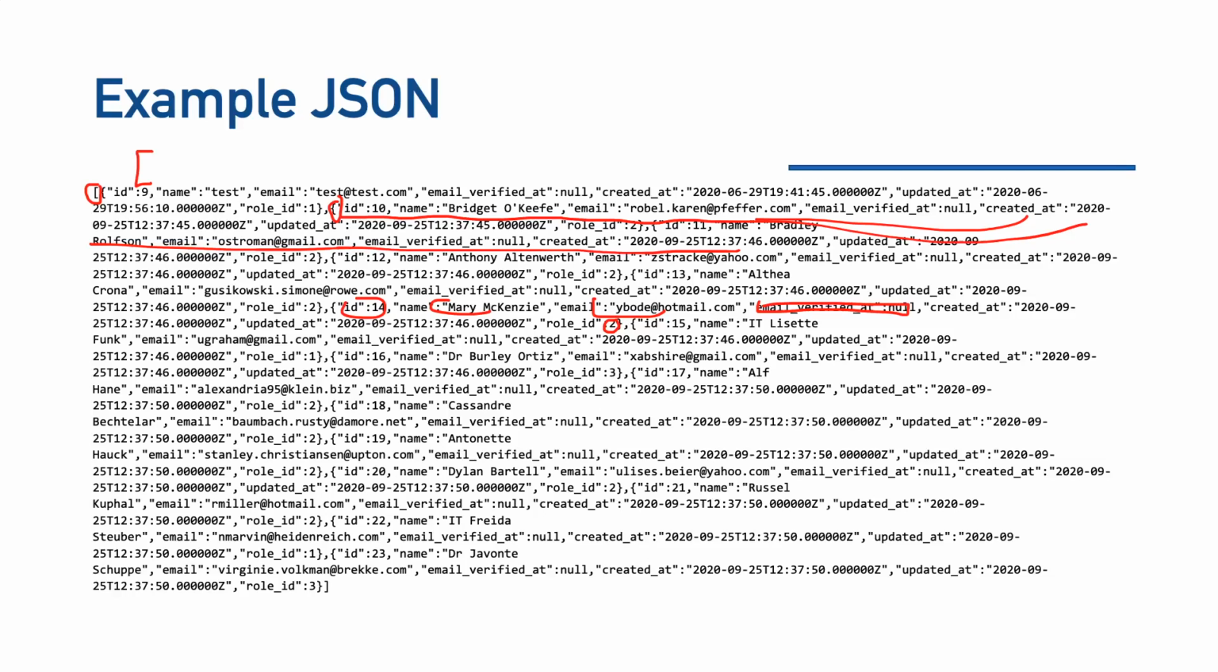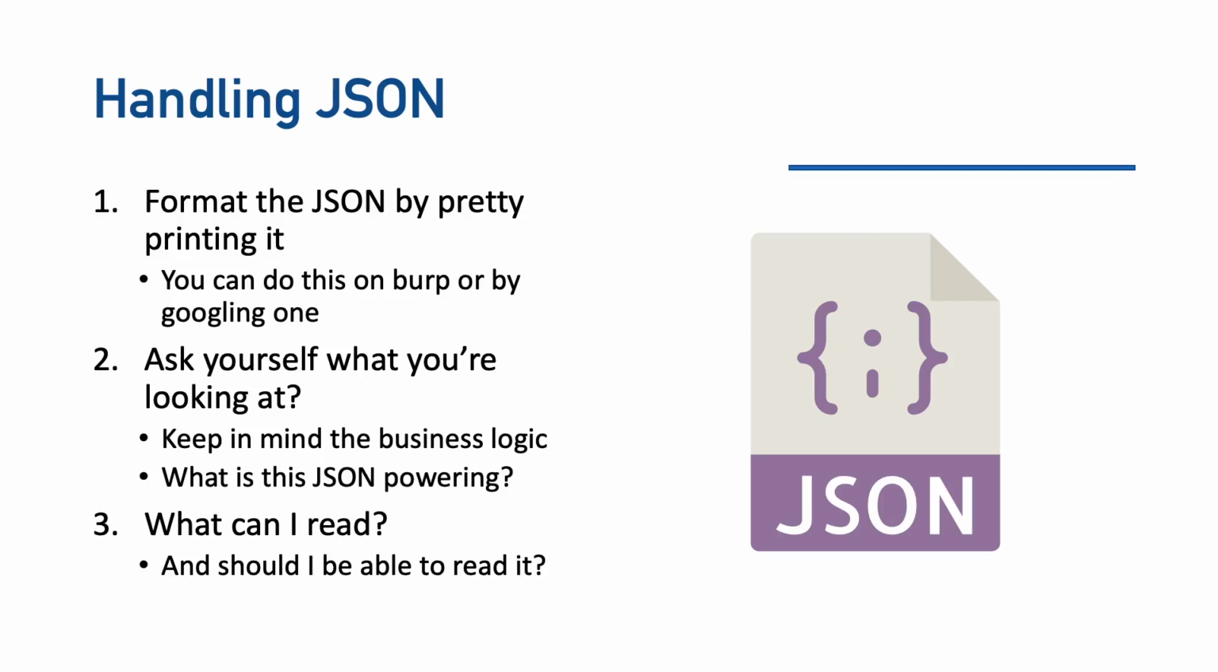So how do we handle JSON? Step number one is to pretty print JSON. So you can Google this, Google pretty print JSON, JSON beautifier. Burp has it by default now, and you can find them anywhere. It's really important to pretty print JSON because it helps structure it.